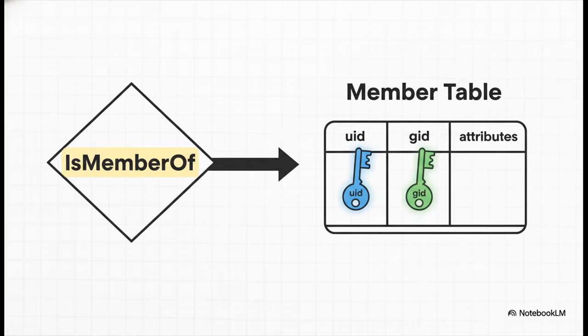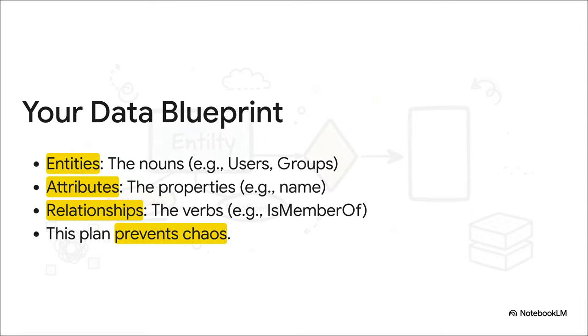It's so elegant. So let's just recap the whole thing. Your data blueprint has three simple parts. You've got entities, those are your nouns, your things. You've got attributes, those are the properties that describe them. And you've got relationships, the verbs that connect everything together. Master the simple plan and you can build complex, powerful apps that won't fall apart when things get big.